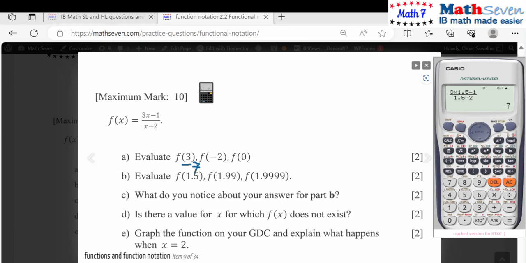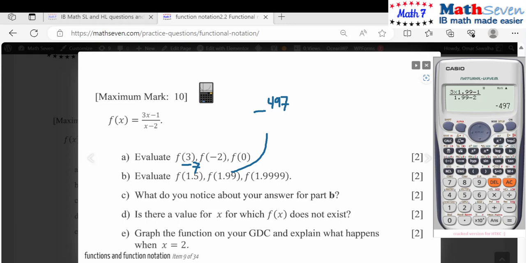Get 1.99. So let's see if we can do this. 1.99. Let's see what we get. We're getting minus 497. So we're going to write this value. So this one, minus 497. So it's getting so small.